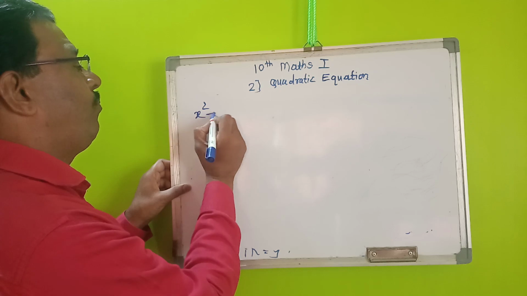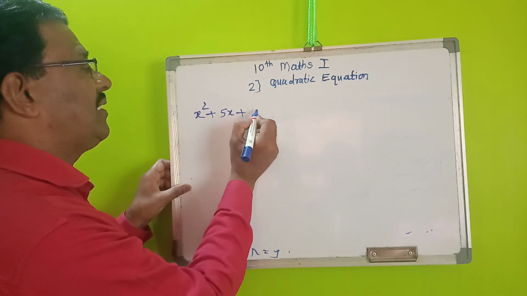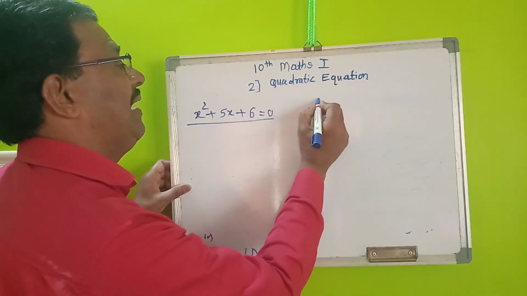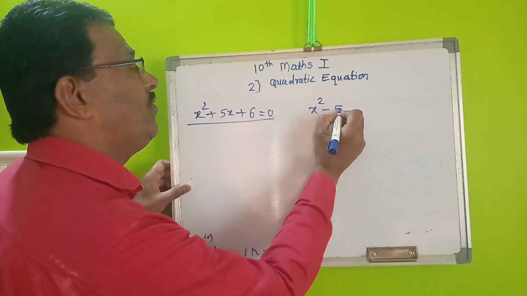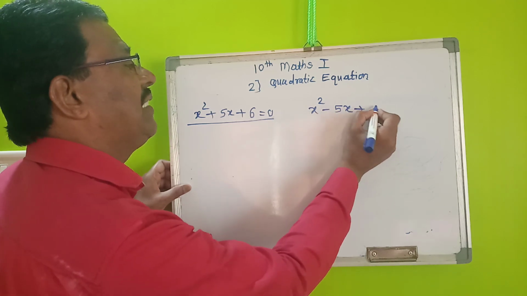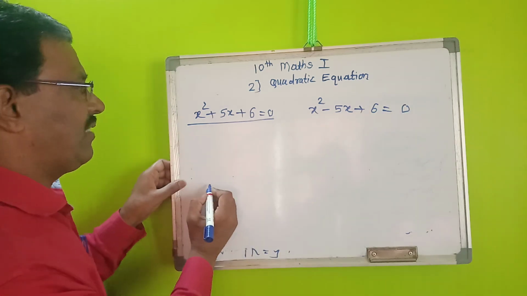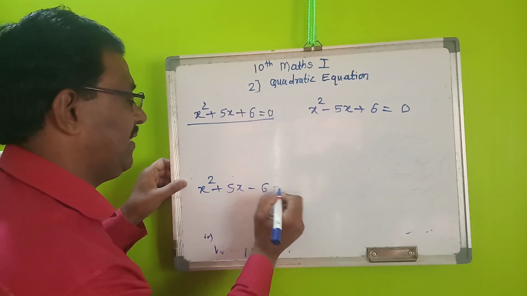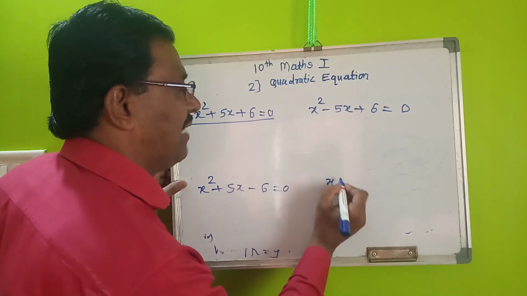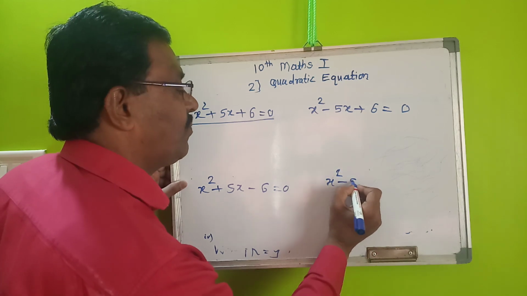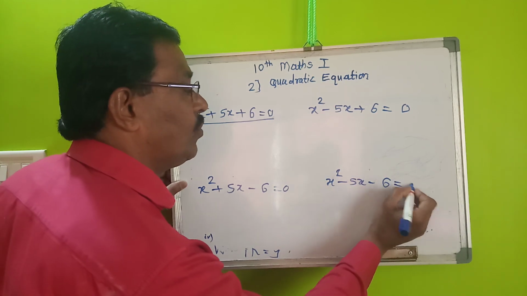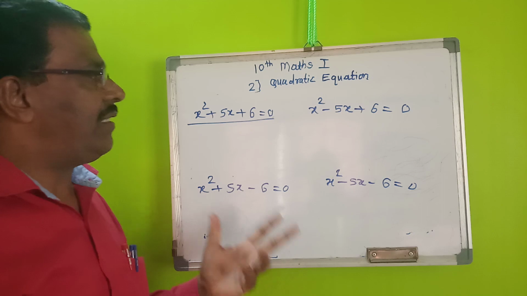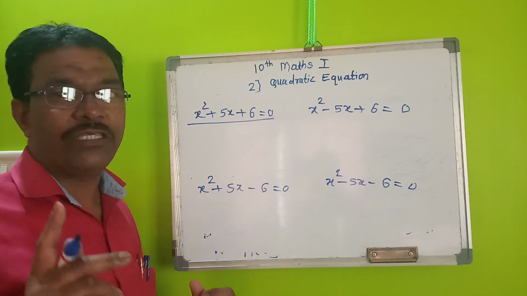x square plus 5x plus 6 is equal to 0. This is the equation. Another equation is x square minus 5x plus 6 is equal to 0. Next equation is x square plus 5x minus 6 is equal to 0. And one more is x square minus 5x minus 6 is equal to 0. In all four equations, the variables and numbers are the same. Only we have changed the sign.